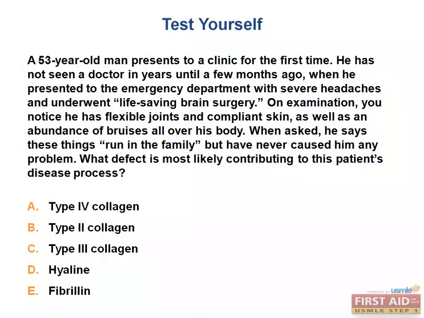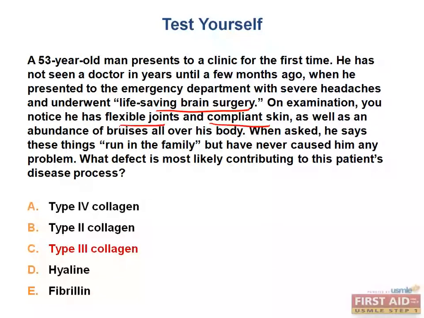Okay, so this guy has hyperextensible skin and hypermobile joints. That narrows it down really quickly to Ehlers-Danlos syndrome, which is caused by a defect in what? Well, that's actually a tricky one because there's a lot of different types of Ehlers-Danlos caused by defects in different types of collagen. So now we need another clue from the question, which is his life-saving brain surgery. Why would someone with Ehlers-Danlos need brain surgery to save their life? A berry aneurysm, which you're going to see in the vascular type, and this is caused by a defect in collagen type 3.